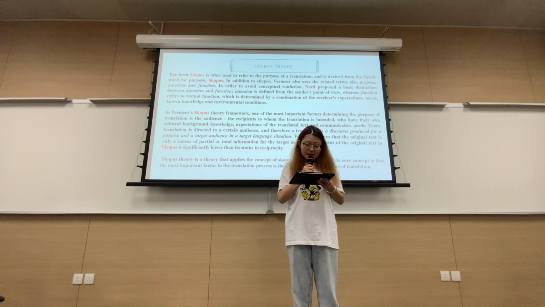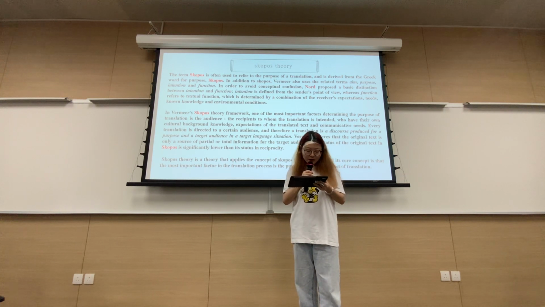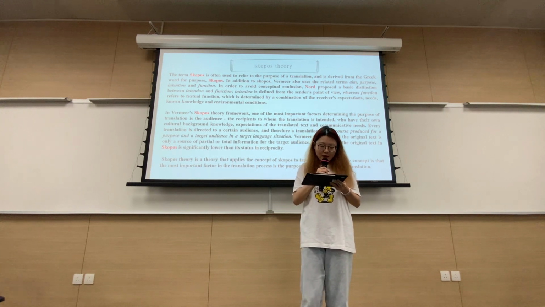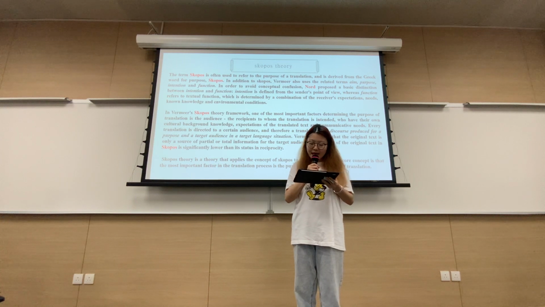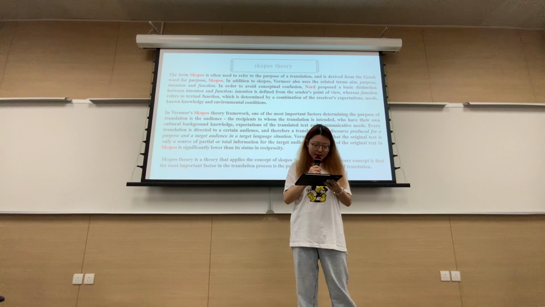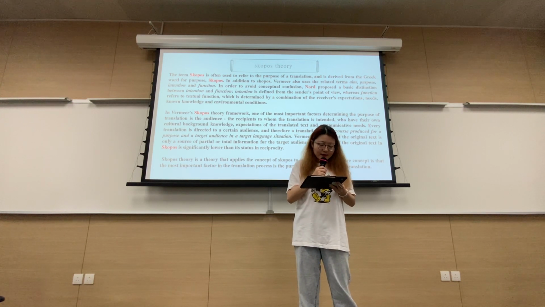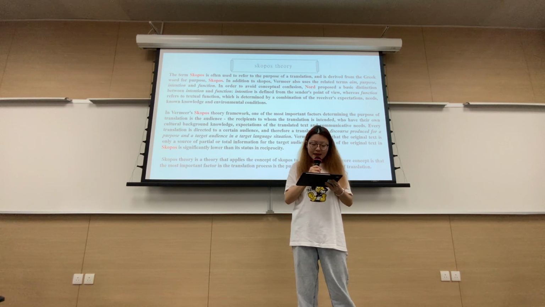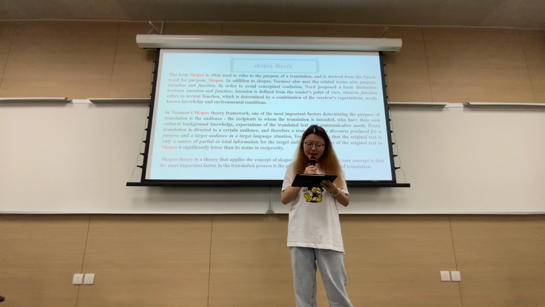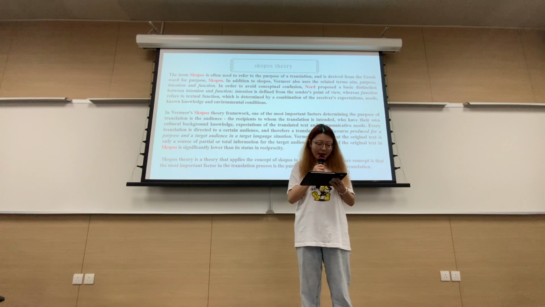Vermeer believes that the original text is only a source of partial or total information for the target audience. The status of the original text in skopos theory is significantly lower than its status in equivalence theory. Skopos theory applies the concept of skopos to translation, and its core concept is that the most important factor in the translation process is the purpose of the overall act of translation.